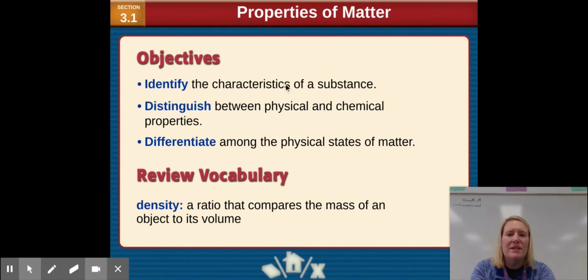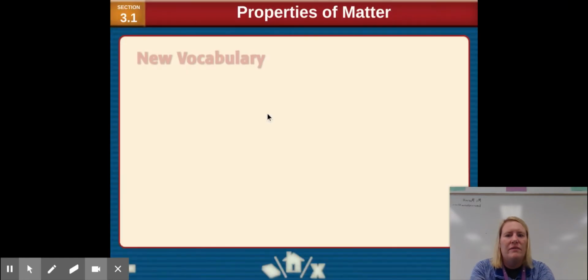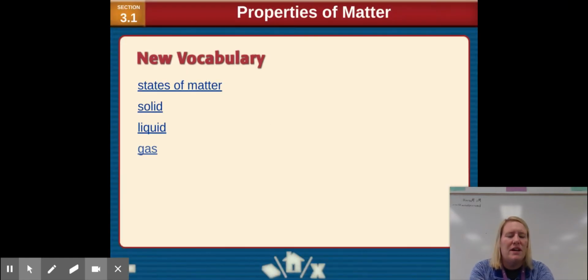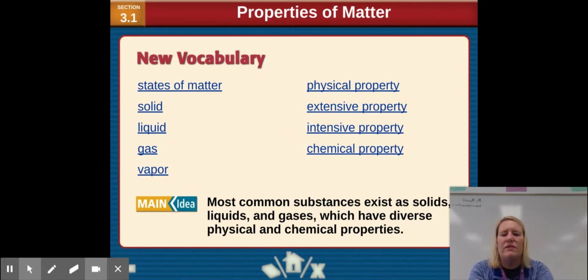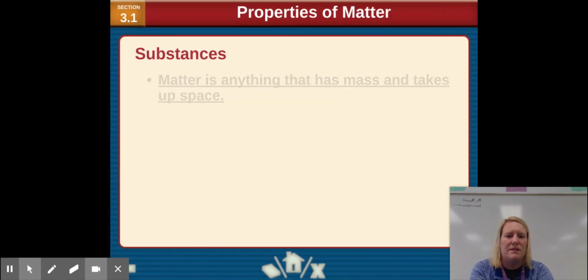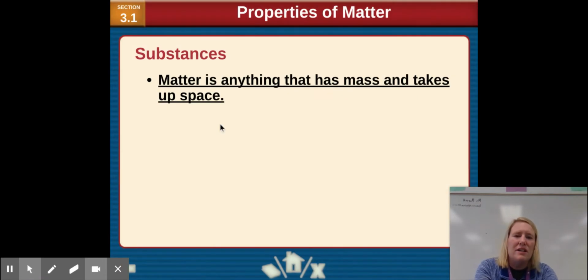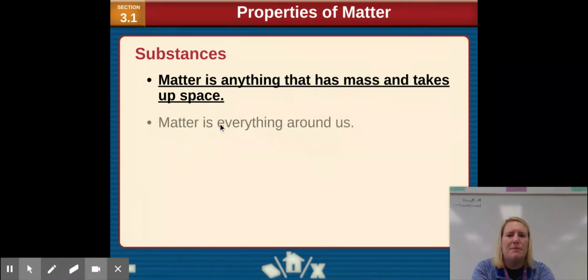So here we can see some different objectives. We want to be able to, most importantly, learn about physical and chemical properties, and also learn about the physical states of matter. Here we'll see some vocabulary that we want to make sure we know and understand for this section. And just know that common substances exist as solids, liquids, and gases, and that they have different physical and chemical properties. So matter is anything that has mass and takes up space.